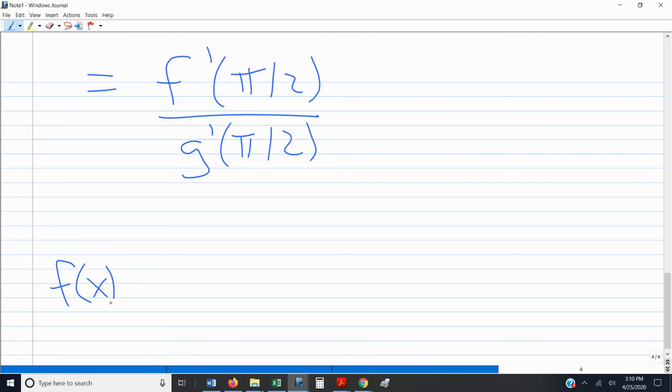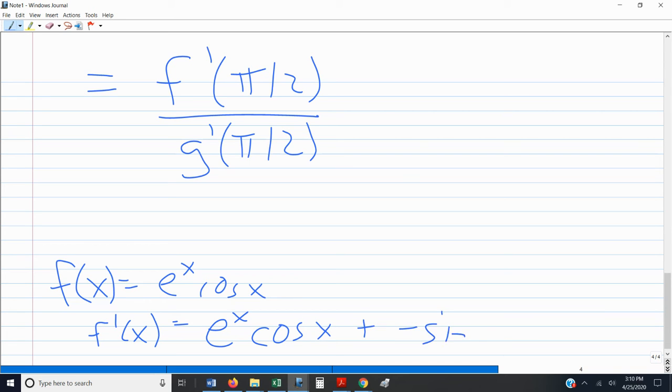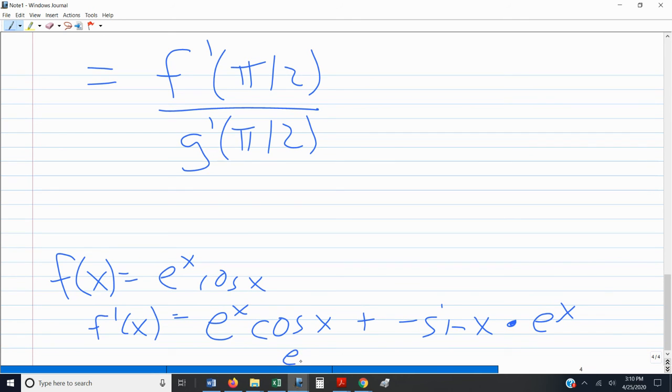I'm going to rewrite the f function, e to the x cosine of x. We have found this derivative in previous examples, so I'm not going to take the time to talk through that one extensively. With the product rule, it was the derivative of the first times the second plus the derivative of the second times the first. We also wrote it as e to the x cosine of x minus e to the x sine of x.